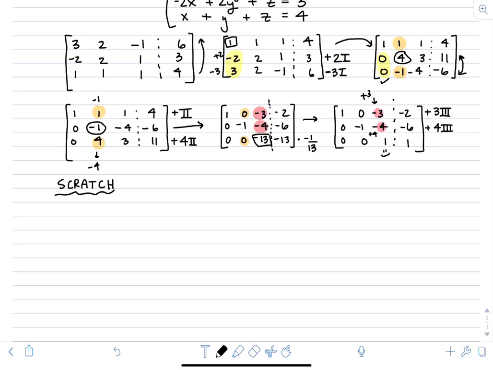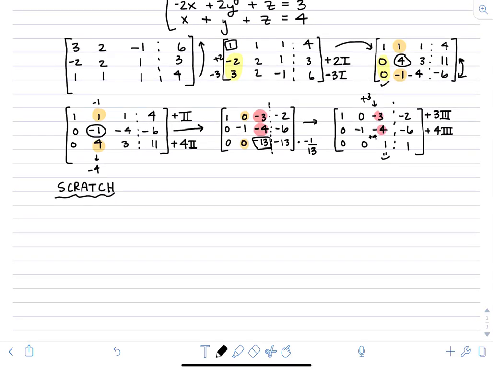And hopefully at this stage you can see why it's nice that we're working with a 1 there. If we were working with a 13 or a negative 13, we'd have to multiply by some fractions here to get what we wanted, and that's usually everyone's least favorite way of going about it. Okay, so keeping that in mind, we're going to take equation 1, and we're going to add 3 times equation 3.